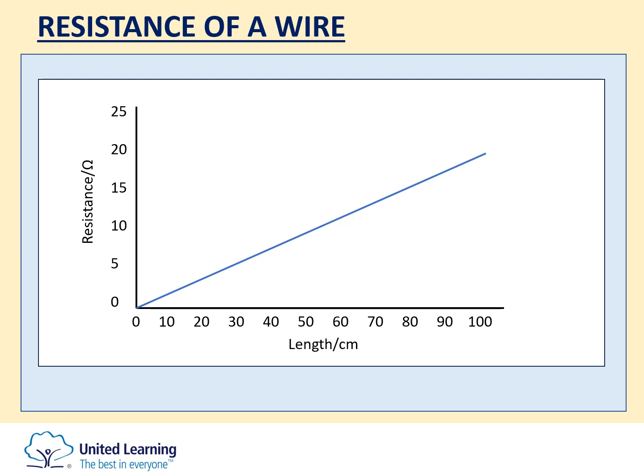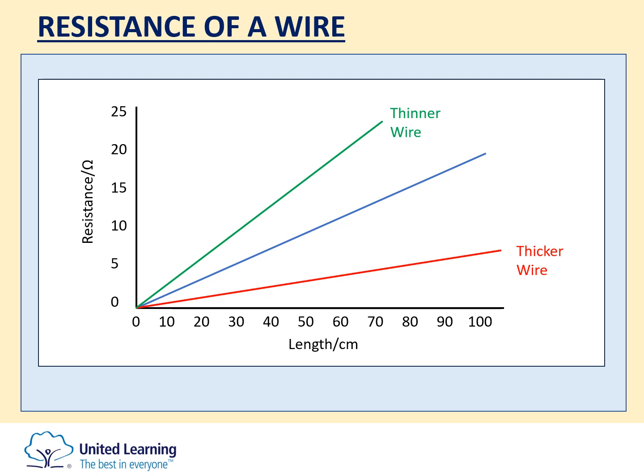The other thing that could come up in relation to this, you could be asked to compare the results from two different types of wire or two thicknesses of wire. If you have a thick wire, its resistance will always be lower for any length. So you would get a line that has a gradient that is shallow, like the one you can see here in red. If you had a very thin wire, its resistance would always be higher for any length. So you would get a line that is steeper, as you can see here shown in green.